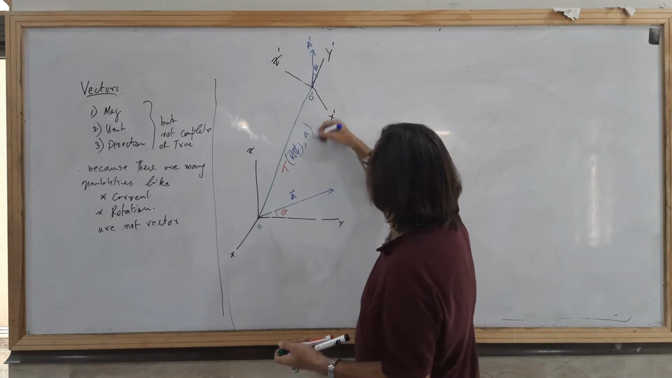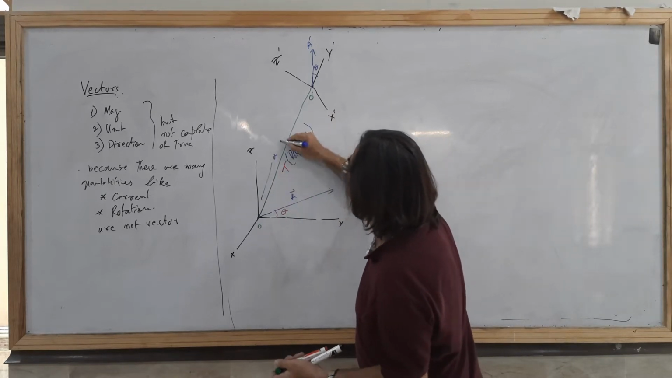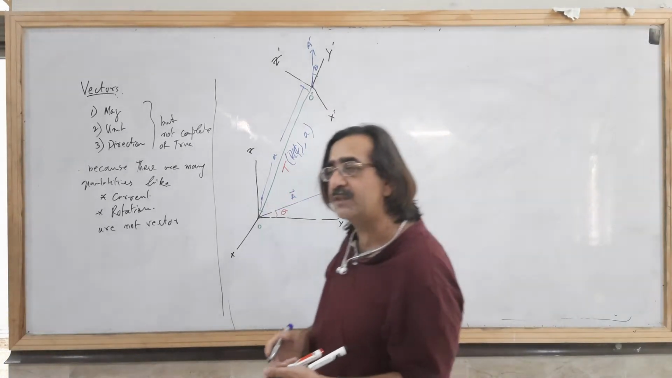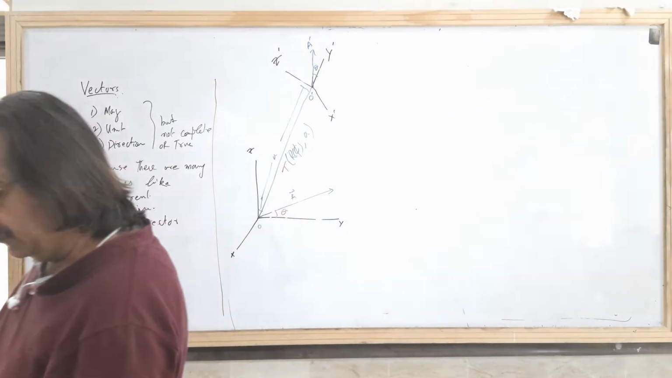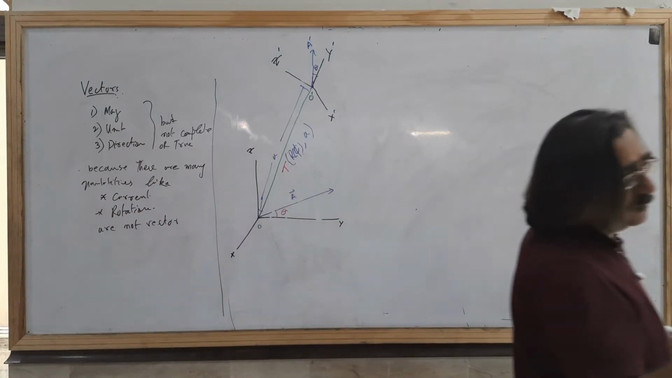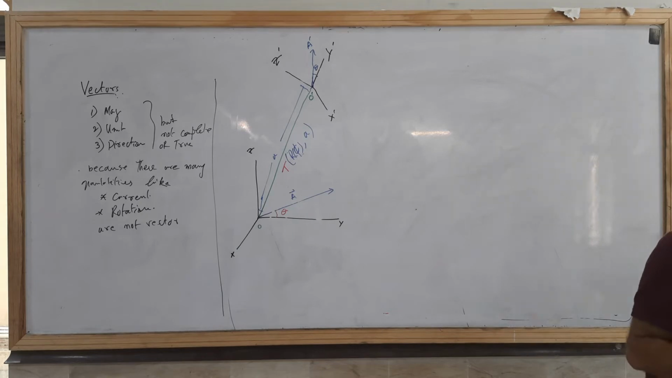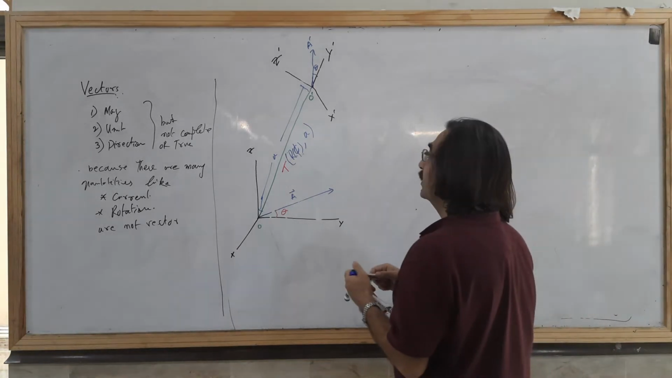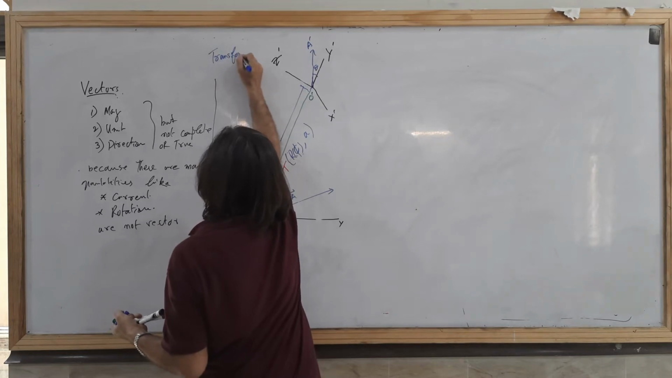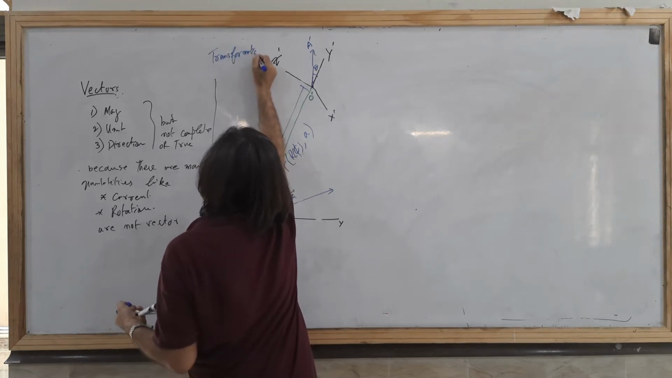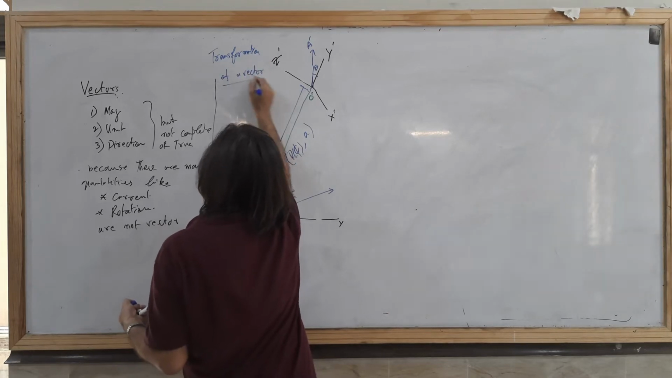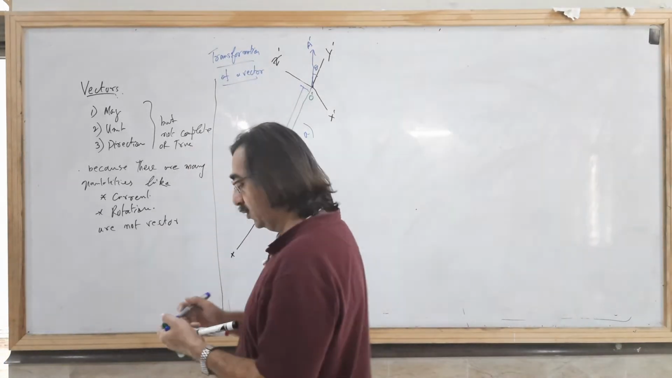And the other change is distance A. If you ask what A is, it is the distance between the two origins. So there are two types of transformation: one is the rotation, one is the translation. These are the transformations of a vector. So a vector will be transformed in two ways.